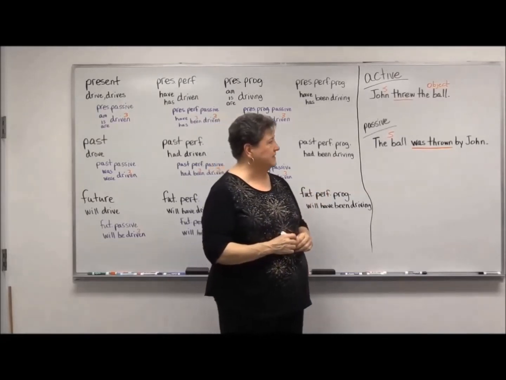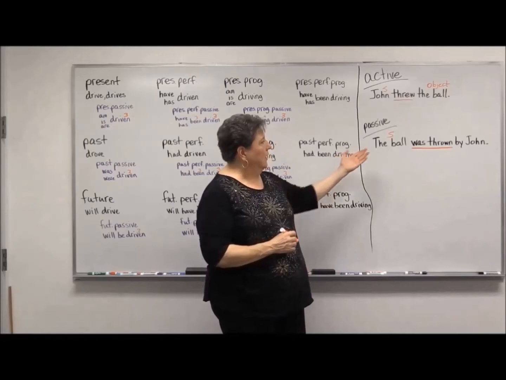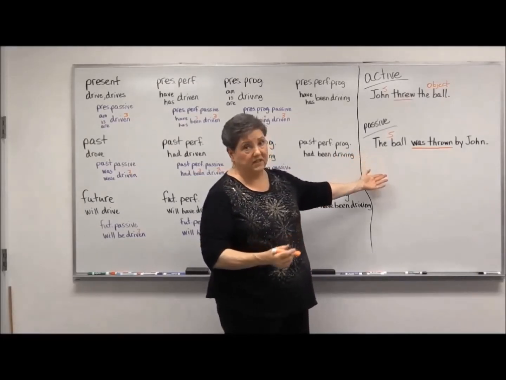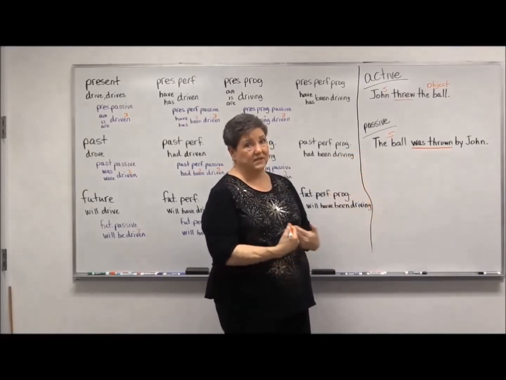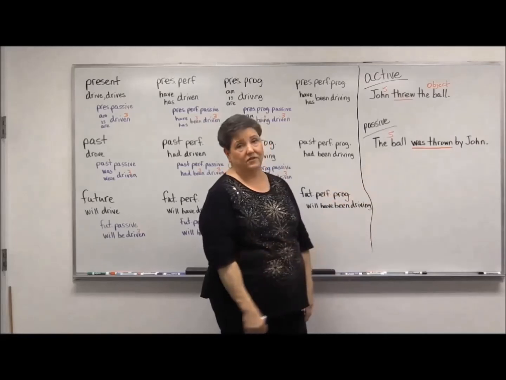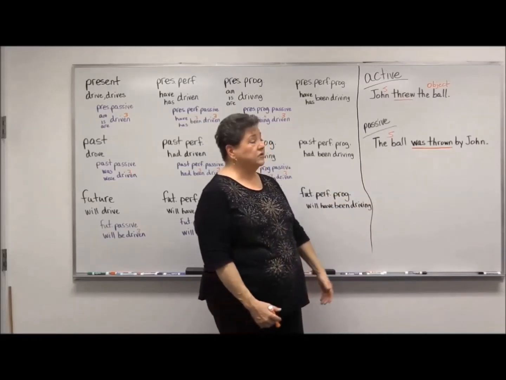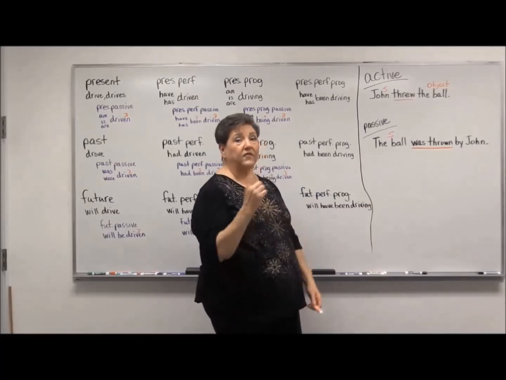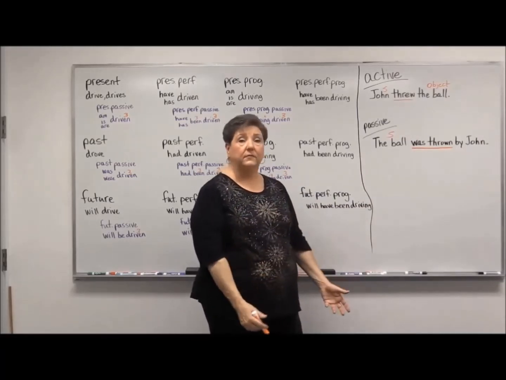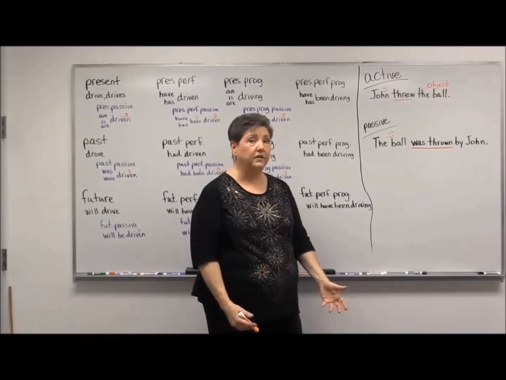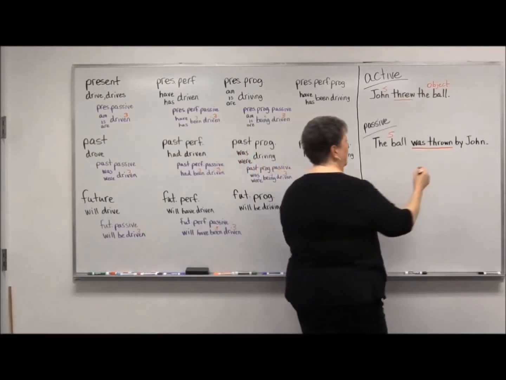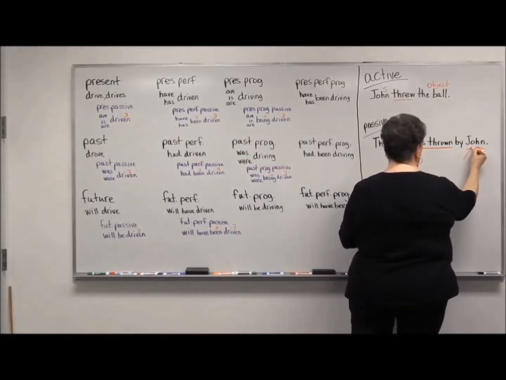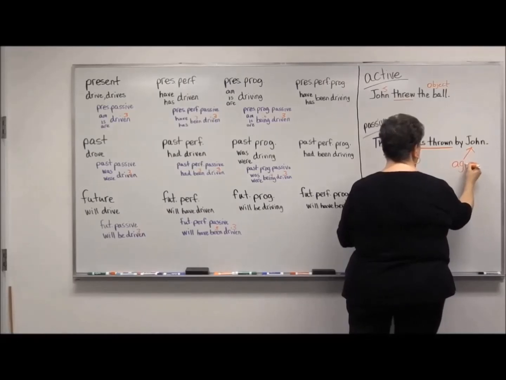So look at these sentences again. In this sentence, the subject is not doing, the subject's receiving, and that's why we had to change the verb. But who's doing the action? John is still doing the action. We have a different word for him. He's not the subject, but he's still doing the action. So we have a different word for him. We call him now the agent.